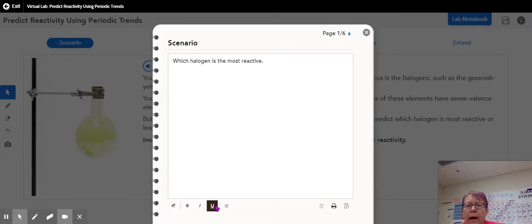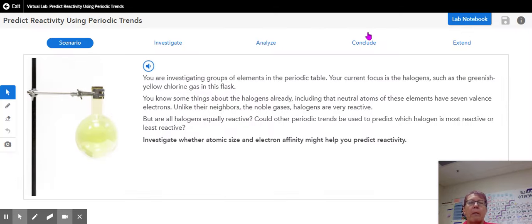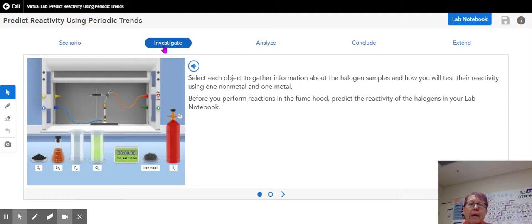And then I am going to close out of my lab book, and go to investigate. I'm going to read the directions. Select an object. Select each object to gather information about the halogen samples and how you will test their reactivity using 1 nonmetal and 1 metal. Before you perform the reactions in the fume hood, predict the reactivity of the halogens in your lab notebook.